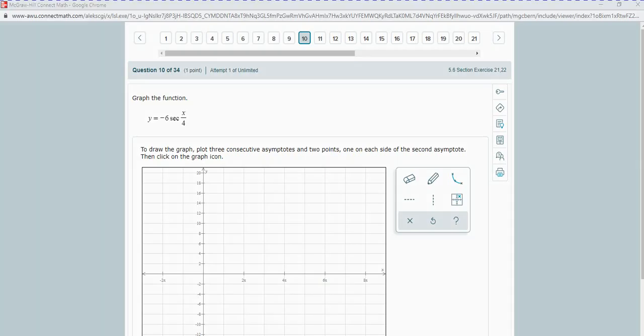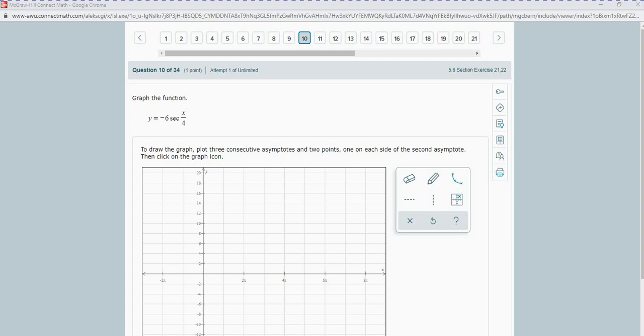In this video, I'm going to demonstrate how to graph a secant or a cosecant function in the Connect and ALEKS systems. This specific problem will involve a secant function, but keep in mind you would graph a cosecant essentially the same way.